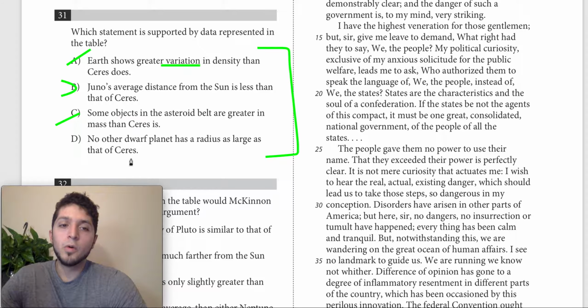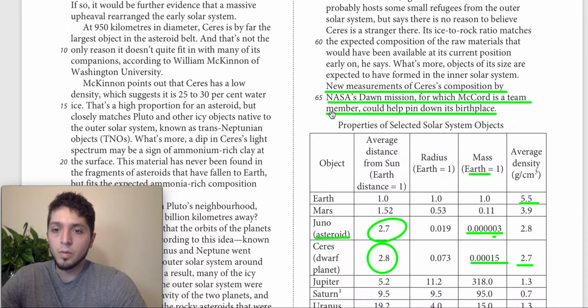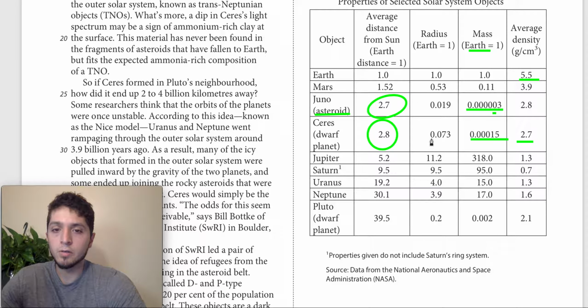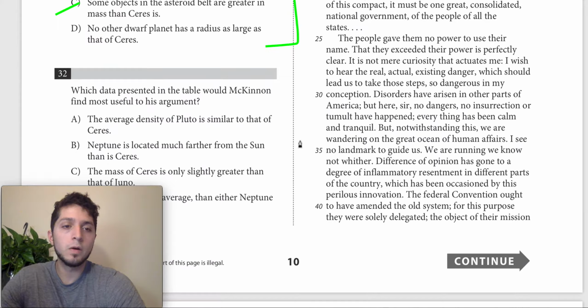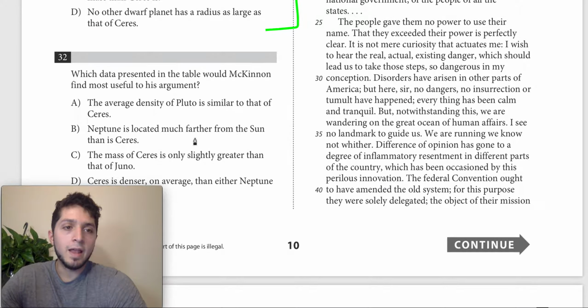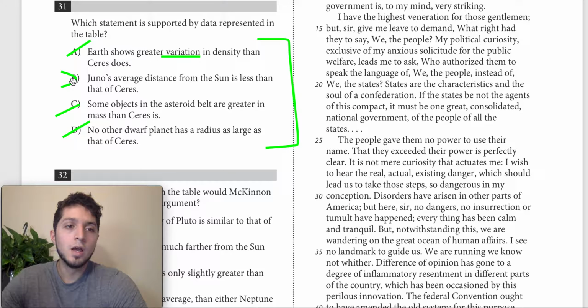And then D, no other dwarf planet has a radius as large as that of Ceres. So we'll go up here, we look at the radius. Here's the radius for Ceres, that's a dwarf planet. The other dwarf planet is here, which is Pluto. Pluto is 0.2 Earths, this one is 0.073, so this is less than half. Ceres is less than half of the radius of Pluto in terms of Earth, and that means that D cannot be right because Pluto has a radius that's actually larger than that of Ceres. So D is wrong, which is going to leave us with answer choice B for our correct answer for question 31.